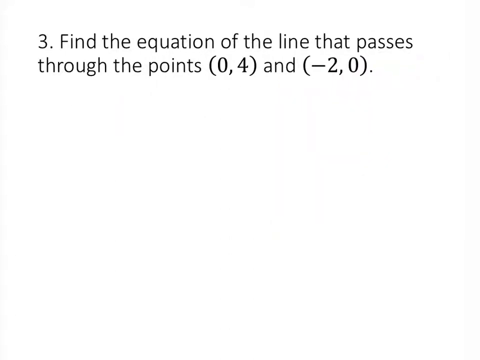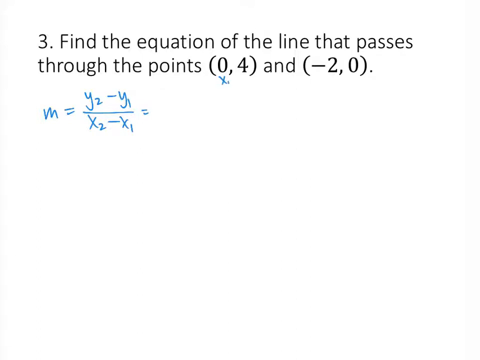All right, this time we're given 2 points and asked to find the equation of a line that passes through those points. Regardless of which form we use, the point-slope or the slope-intercept, we're going to need to know the slope of this line. So let's figure out m, which is y2 minus y1 divided by x2 minus x1.